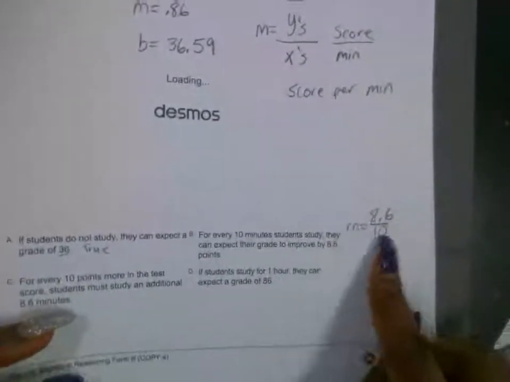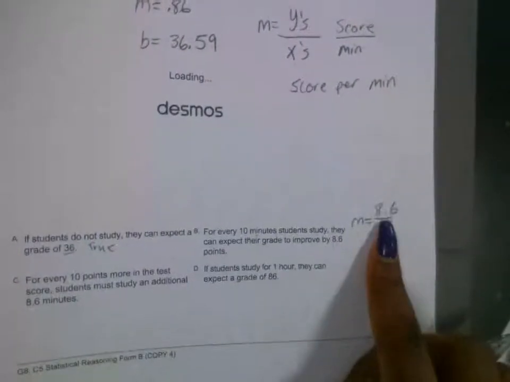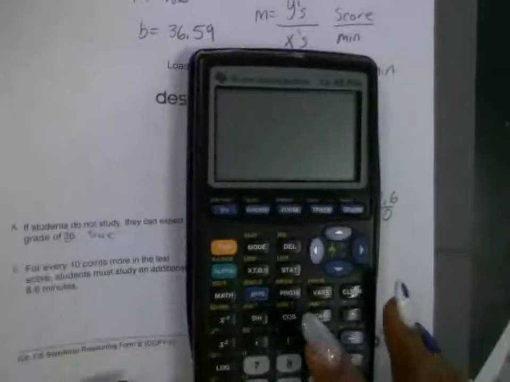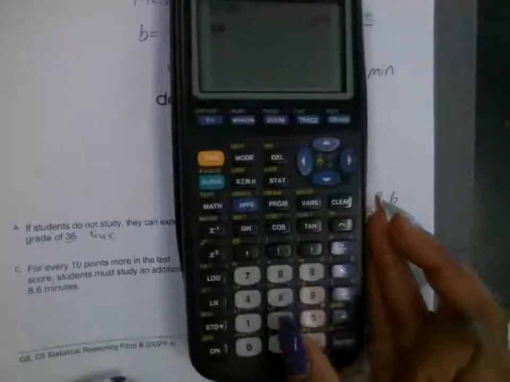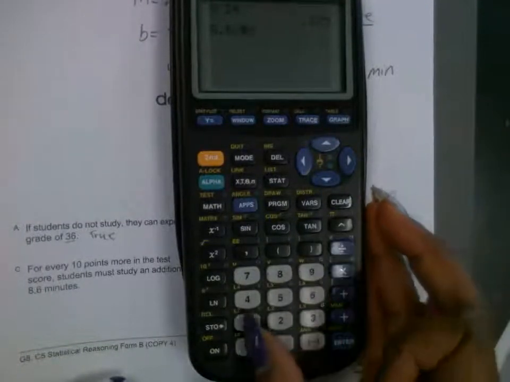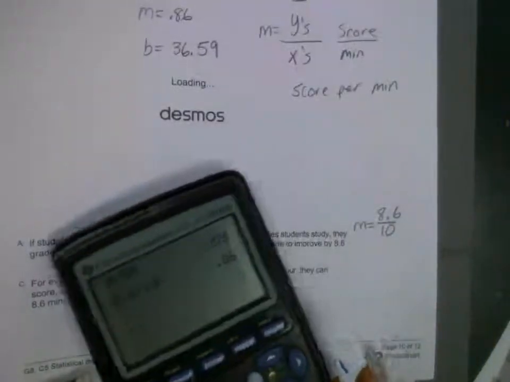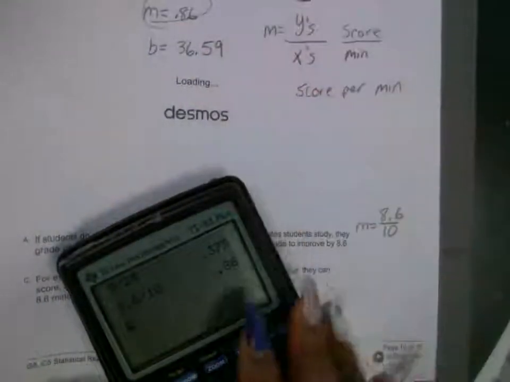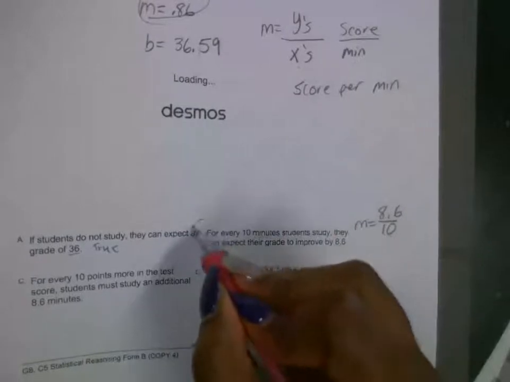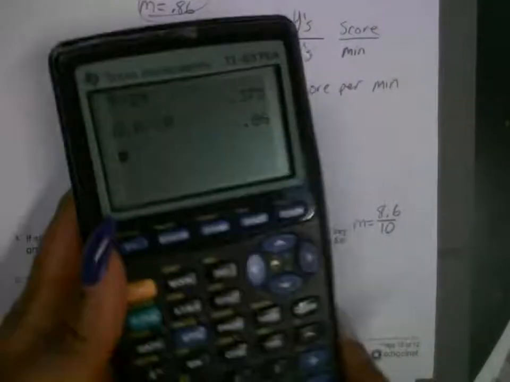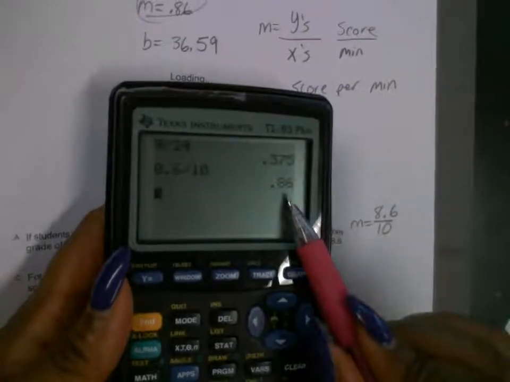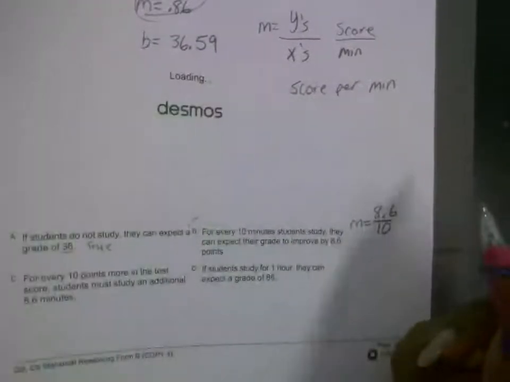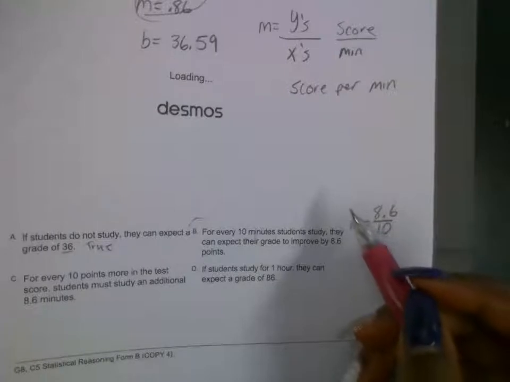Okay, let's see if this is going to work. Let's type this in and see what decimal we get. Let's do 8.6 divided by 10. I said 8.6 here. And yeah, that is the slope. Yeah, this is the right answer. B is the right answer. That is the slope. When you type in 8.6 divided by 10, this is what you get for slope, and that is right.